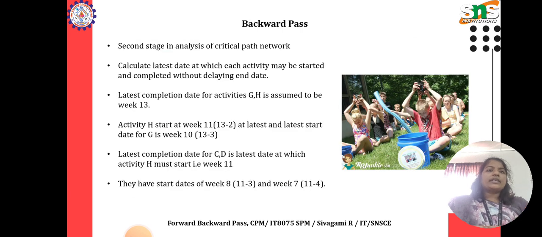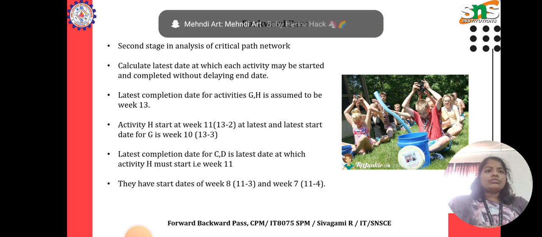Then the next topic is backward pass. The second stage in the analysis of the critical path network is to calculate the latest date at which each activity may be started and completed without delaying the end date. The latest completion date for activities G and H is assumed to be week 13. Activity H starts at week 11, 13 minus 2, and the latest start date for G is week 10, 13 minus 3.